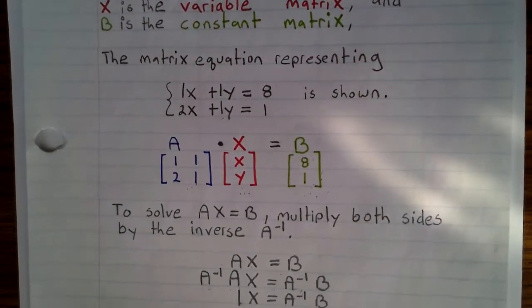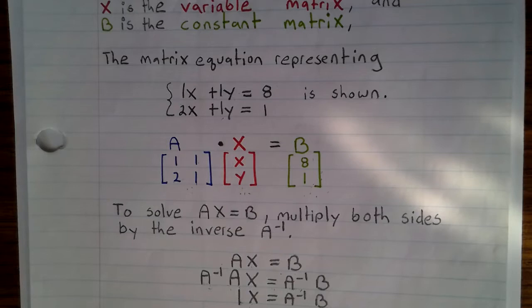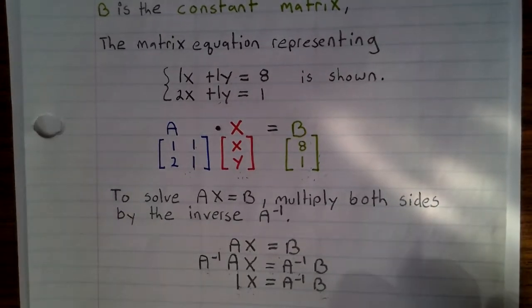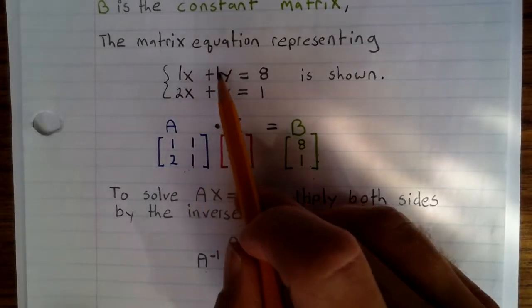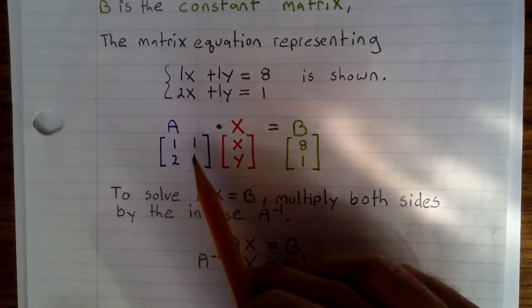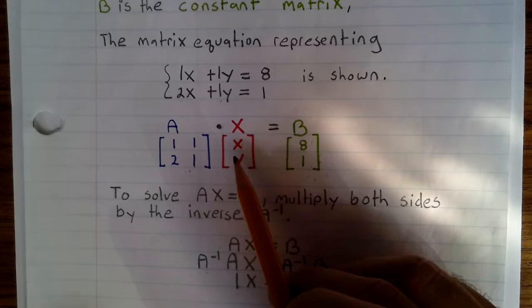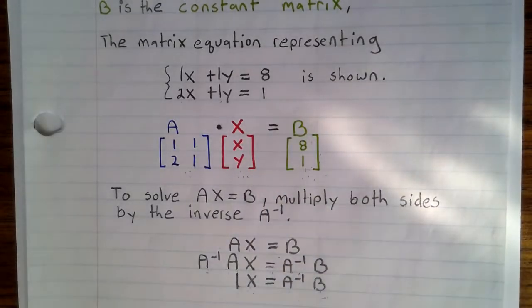So let's take a look at the system of equations representing 1x plus 1y equals 8 and 2x plus 1y equals 1. To write this as AX equals B, the 1, 2, 1, 1 become matrix A, the X and Y become matrix X, and 8, 1 become matrix B.